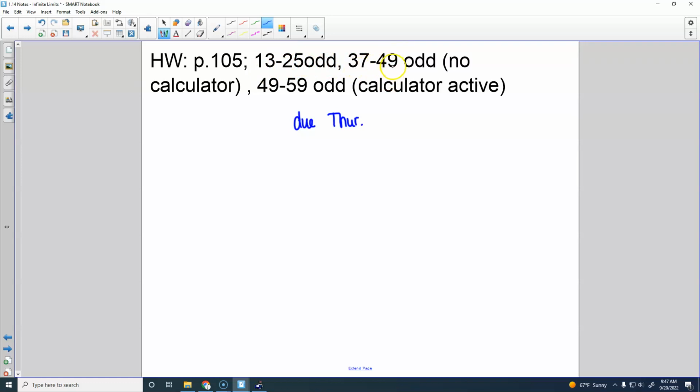37 through 49, odd, this is no calculator, so those are the ones you're going to have to do that table for, plugging in values. 49 through, oh, I've got 49 both places. Let's make that 47 right there. So 37 through 47, those are no calculator. 49 through 59, you can use your calculator for.